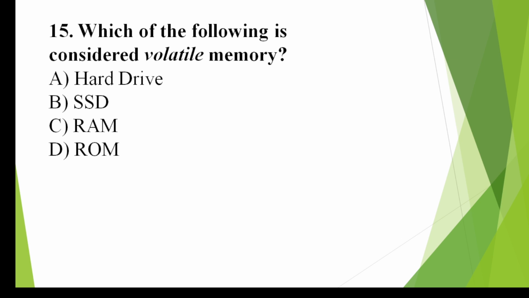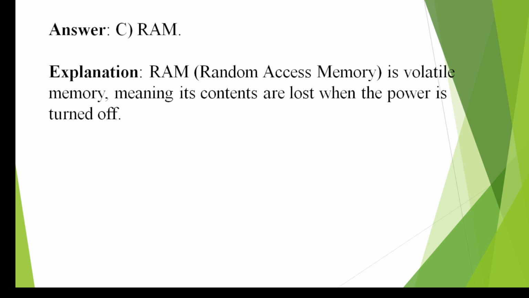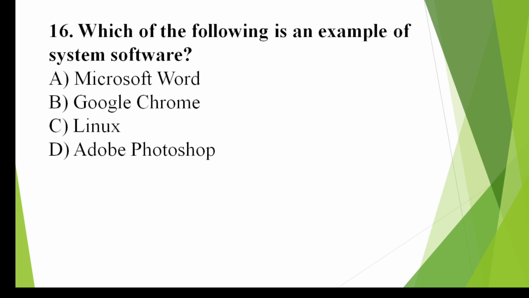Let's move to question number 15. Which of the following is considered volatile memory? A. Hard drive, B. SSD, C. RAM, D. ROM. The correct answer is RAM. Random access memory is volatile memory, meaning its contents are lost when the power is switched off.